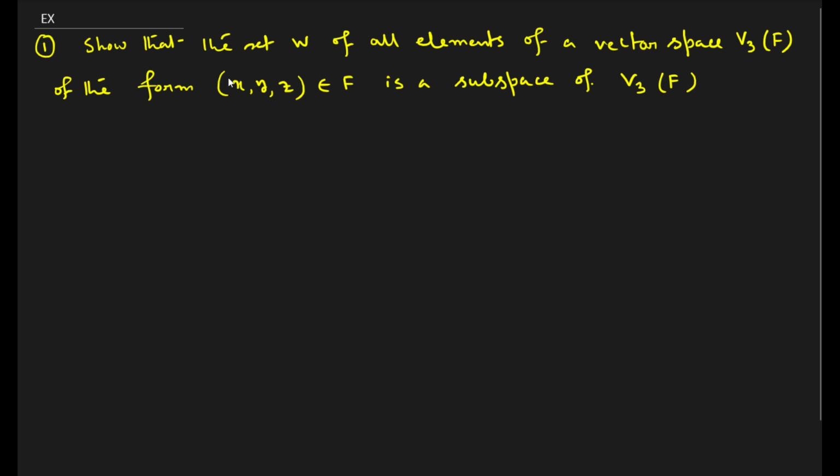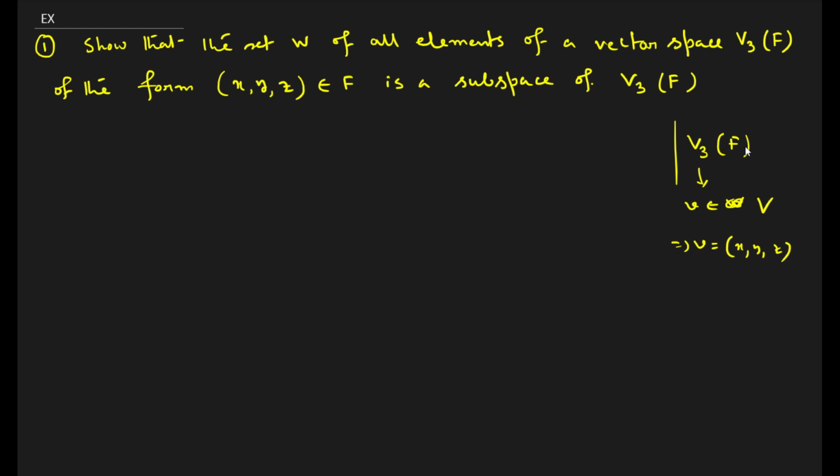Show that the set W of all elements of the vector space V3 of F. Now this is interesting. What is V3 of F? Till now we were writing V of F. Then what is V3 of F? V3 means the elements are 3-dimensional. Suppose you take an element v from capital V, then this element will be of the form, suppose, x, y, z. There will be 3 elements. So it's 3-dimensional. And F is what?